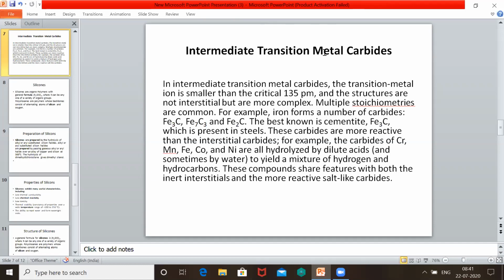So what are carbides? Carbides are compounds of carbon with some other element having less electronegativity. But we know that only metals have less electronegativity, but two elements, boron and silicon, also form carbides, but they are covalent. So what are the types of carbides? Ionic carbides, covalent carbides, salt-like carbides, and interstitial carbides.